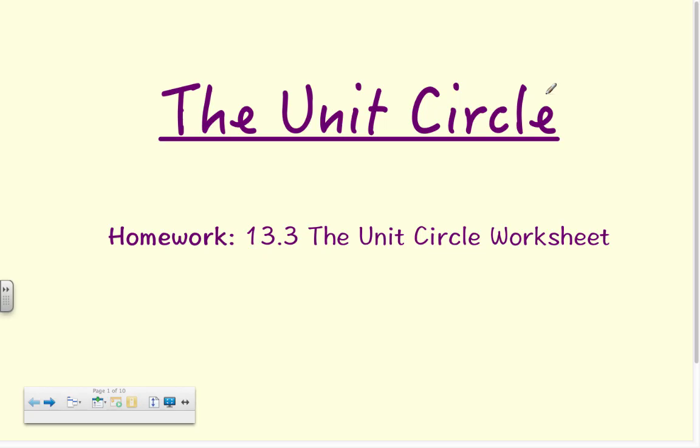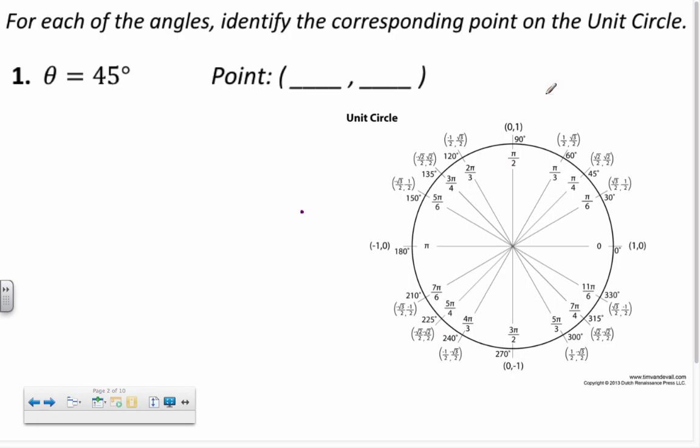Okay, so today we're talking about the unit circle. This is from your unit circle worksheet 3.3. Let's start with looking at problem number 1. Okay, problem number 1 says for each of the angles, identify the corresponding point on the unit circle. Well, you should all have a unit circle as we created one in class. If not, Google a unit circle because you're really going to need one for your homework and for your test.